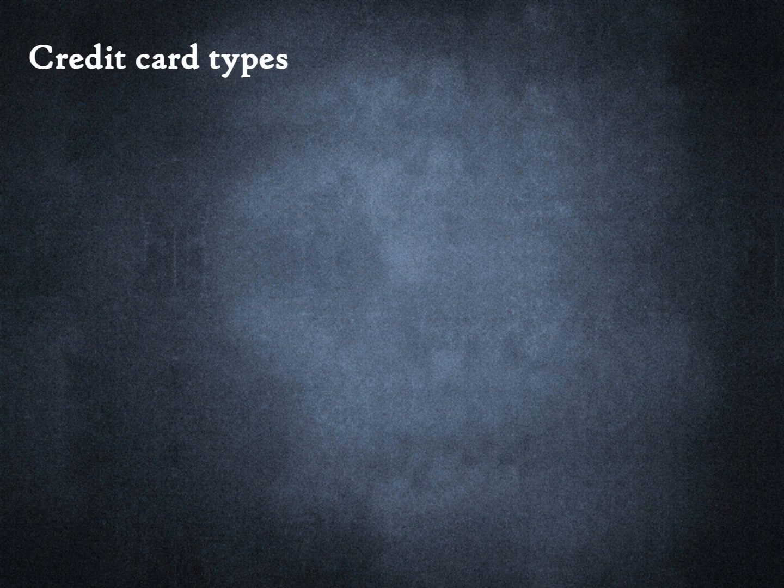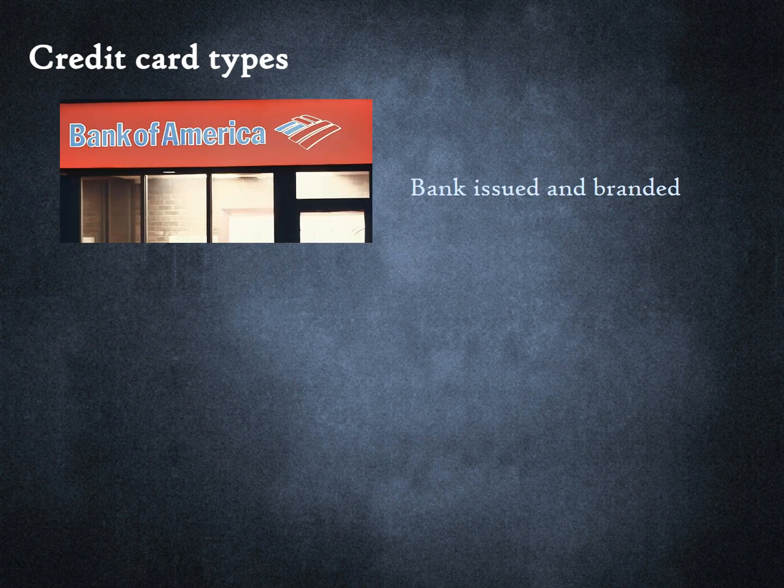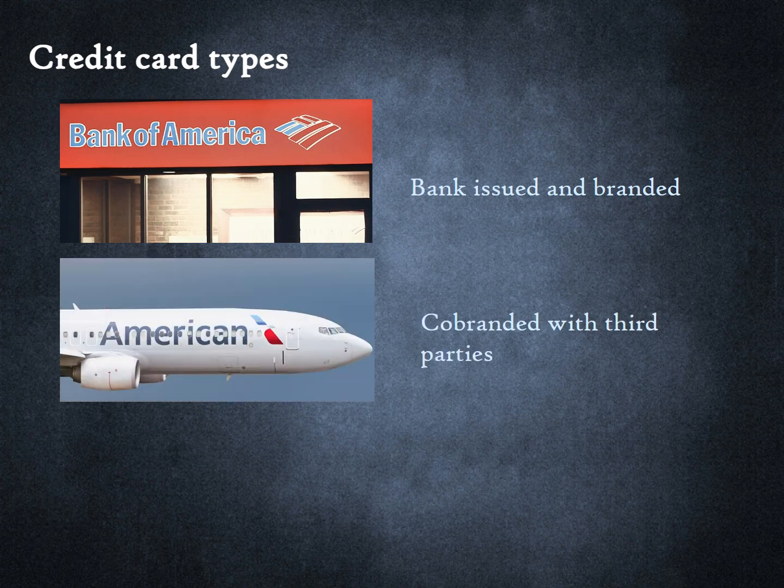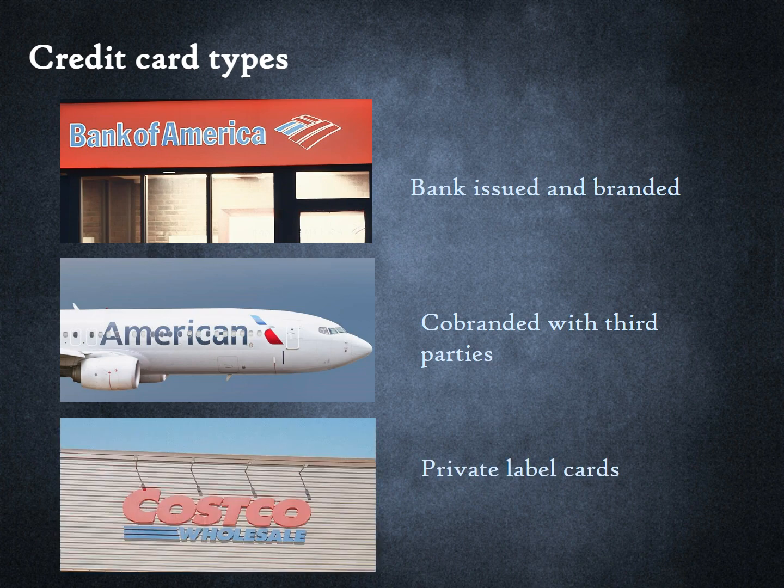There are three major credit card types. Bank-issued and branded credit cards carry only the name of the card-issuing bank and network on them. In co-branded cards, the issuing bank partners with a third-party merchant like an airline. The consumer gets reward points that are redeemed with the co-branding partner, though the card can be used at any merchant. In private label cards, the issuing bank enters into an agreement with a third party, usually a retailer, and unlike co-branded cards, such cards often can only be used at that retailer.